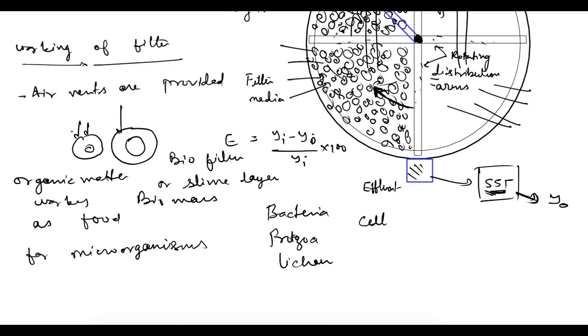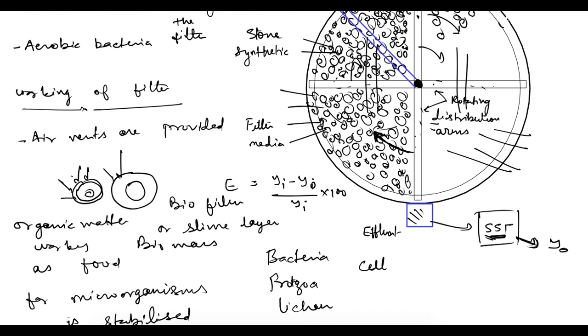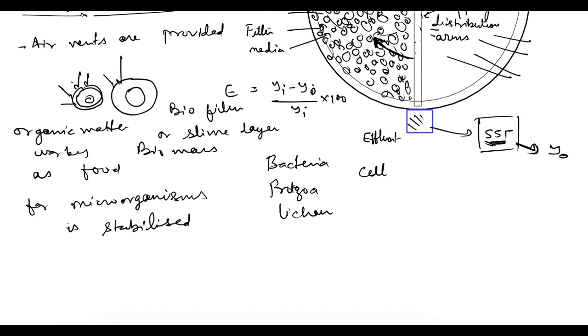So this organic matter is absorbed on the surface of this media, and the bacteria and other microorganisms that are present will use this organic matter as their food, and that's how this organic matter is stabilized. As we saw, it is about the aerobic bacteria, but anaerobic condition also forms here, so we have to understand that.